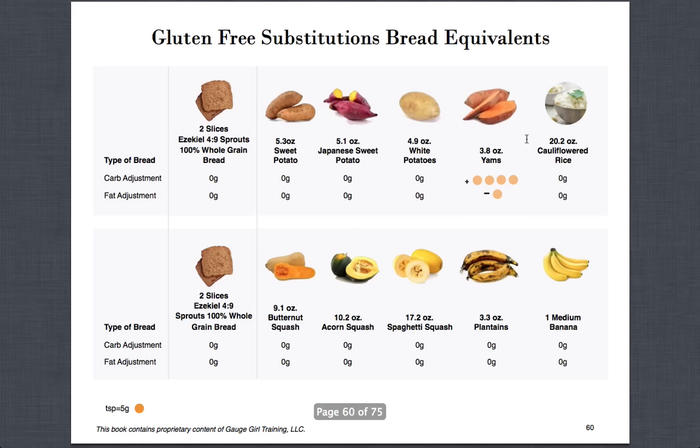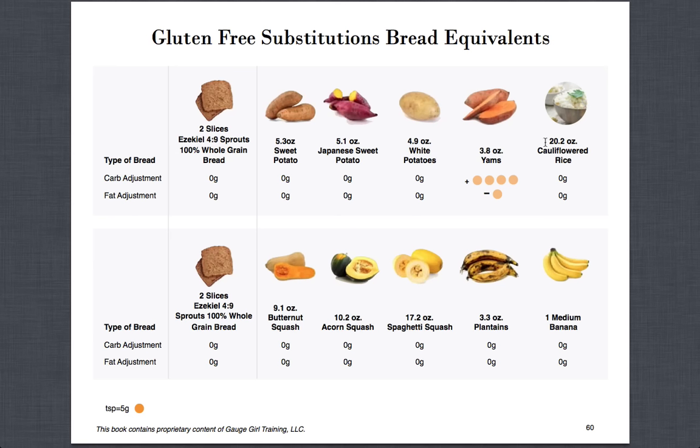I think it's very helpful for you guys to see the equivalent. And likewise, as I was speaking about in one of my previous videos about carbohydrate substitutions by volume, what you can see here in this handy guide is that 2 slices of whole grain bread, I'm using the specific example Ezekiel bread, is equivalent to 5.3 ounces of sweet potato. Japanese sweet potato, approximately the same. And it's approximately the same for white potatoes as well, a little bit plus or minus.